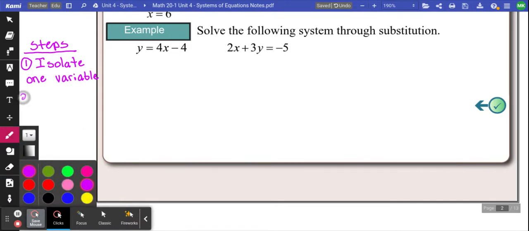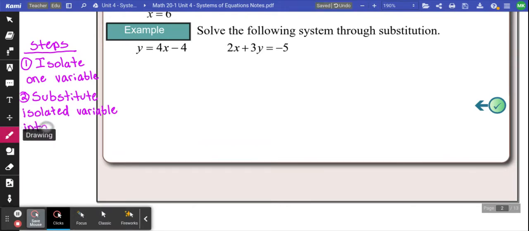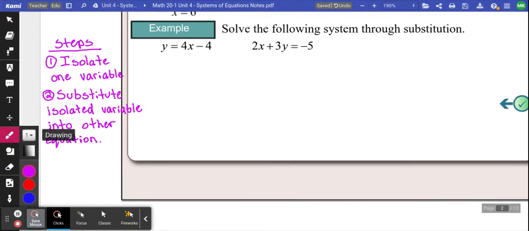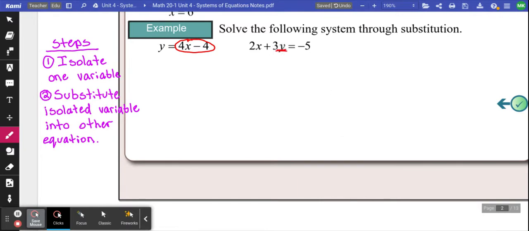The second step is to substitute the isolated variable into the other equation. Okay, so what that means is if you look, we got one of our letters by itself, right? We have y equals 4x minus 4. What that means is that this y should also equal 4x minus 4. So what we can do is we can take this and we can substitute it in to there.